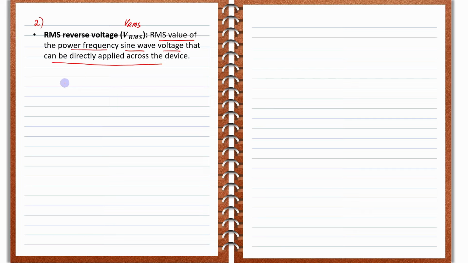Okay, so this is an RMS value. You had a DC value in the previous place, that VRDC. So the corresponding AC value is called VRMS. This is the RMS value of the power frequency sine wave. You know how the power frequency sine wave looks like. This is the sine wave, right? So it tells you the RMS value of the power frequency sine wave that can be applied directly across the device. If you take the RMS value of this reverse voltage side, you will be able to get this value. So this also will not damage the diode.